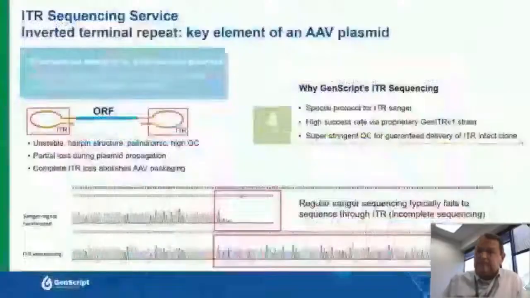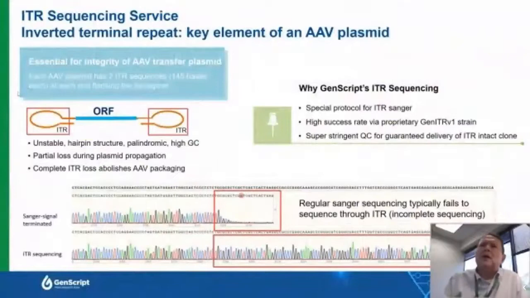Some of the skill sets that are important for AAV production, which are being sought right now, is our ability to sequence through the ITR. So it's one thing to make the ITR and make these very distinct ITRs for making the targeting much better and making the replication much better. But it's the ability of using our Gen ITR V1 strain to do ITR Sanger sequencing so that we can make sure that those sequences are verified. And this is important for the QC package that the FDA is going to receive and your CMC section.